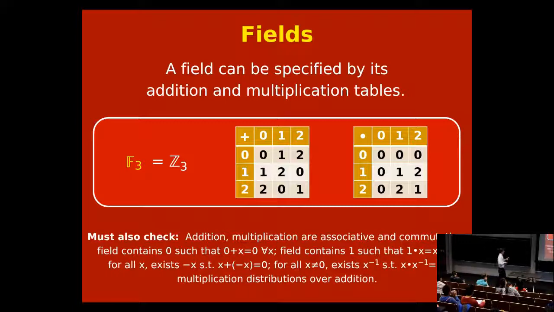OK, so here's the fine print of what you need to be a field. You have to have that addition and multiplication are associative and commutative. You have to have a number called 0, which satisfies 0 plus x equals x. The field should also contain a number called 1, such that 1 times x is x. And all the elements have to have a negative and a reciprocal.